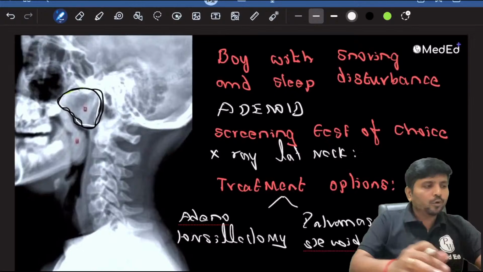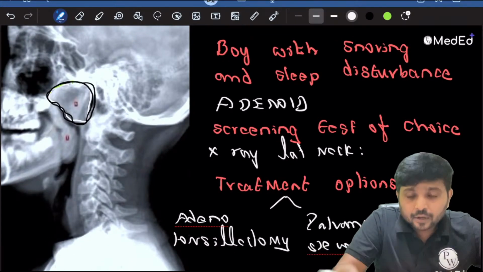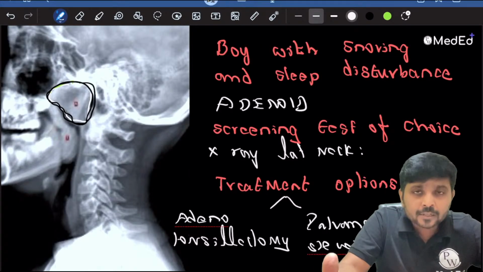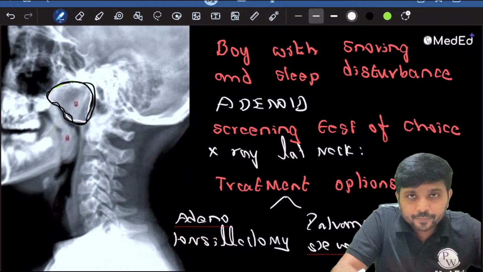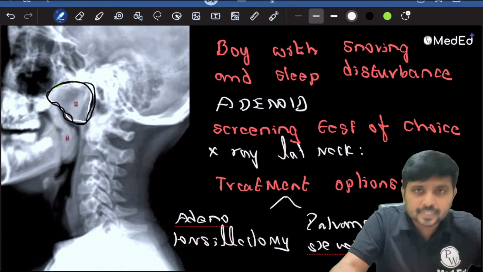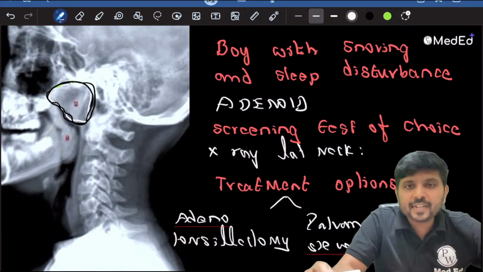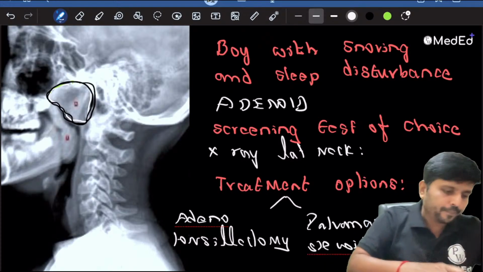So, what is the clue for my kids in this case? Any child between 4 years to 9 or 10 years, if they snore, it is due to adenoid. The investigation of choice is X-ray lateral neck or nasal endoscopy. The treatment of choice is intranasal steroids. If it doesn't work, then you need to go for adenotonsillectomy.